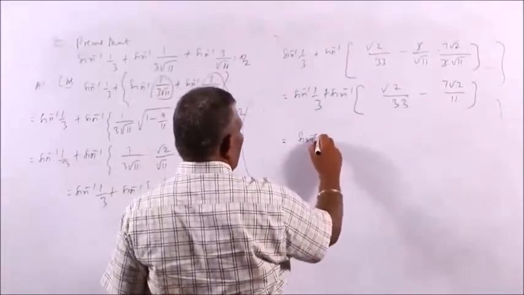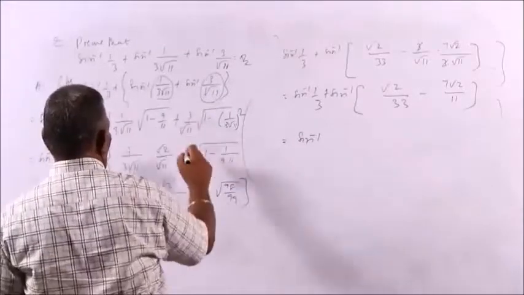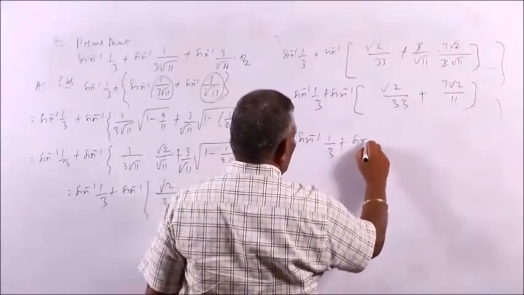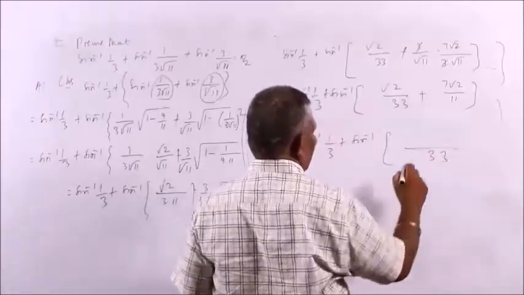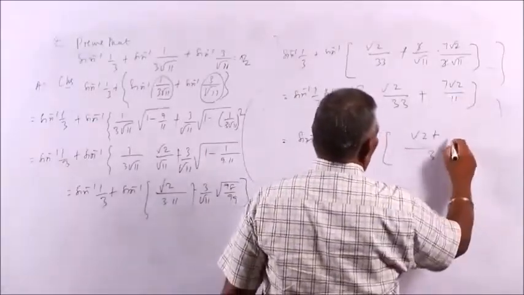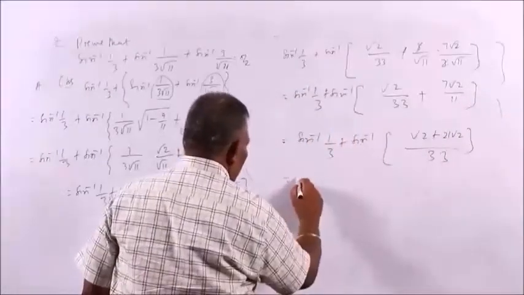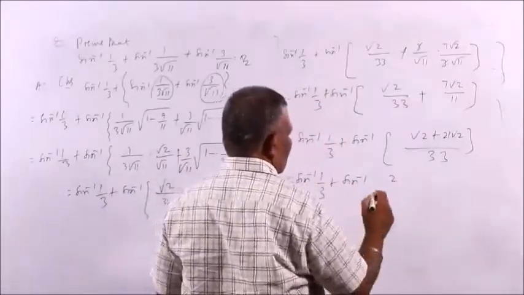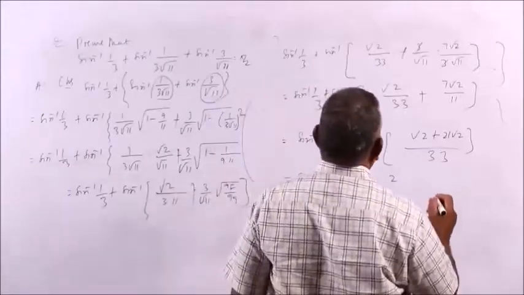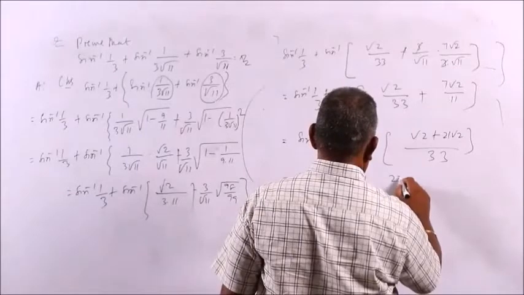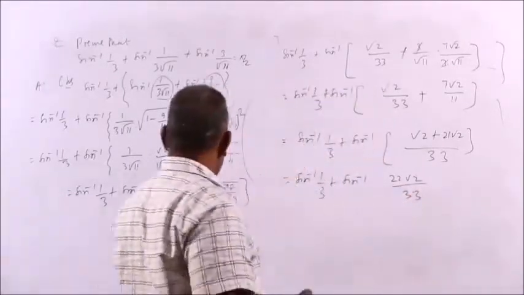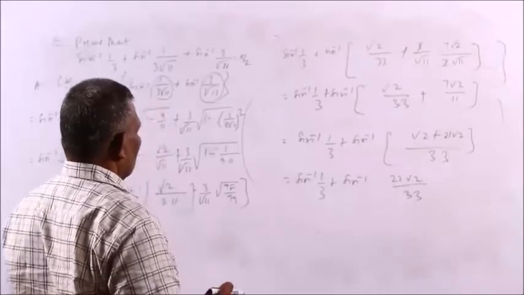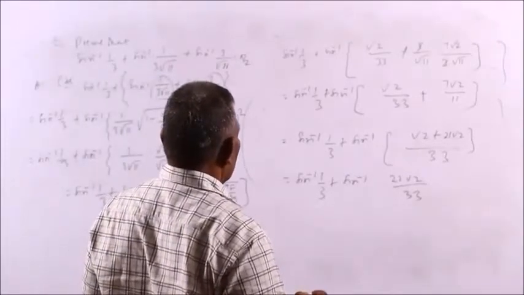that is sin inverse 1 by 3 plus sin inverse, taking 33 root as LCM, root 2 multiplied by, that is sin inverse 1 by 3 plus sin inverse 22 root 2 by 3 into 49, 7 root 2 by 3 into root 11, 7 root 2 by 11.